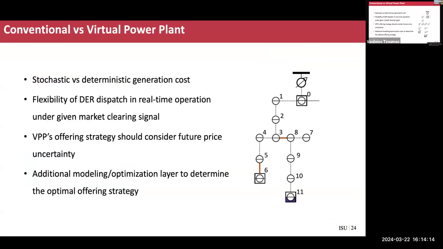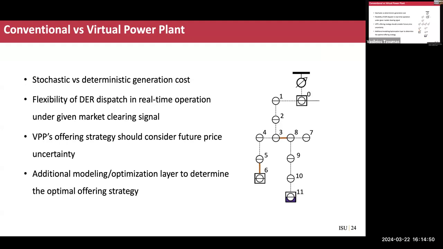The differences between conventional and virtual power plants: for a conventional power plant, we have a deterministic power generation cost. For a virtual power plant, it's really a stochastic generation cost. We have some uncertainties. We also have some flexibility, the flexibility of DR dispatch in real-time operation under a given market clearing signal, right? For a conventional generator, how you dispatch is fixed. For aggregated DRs, this is not fixed. You have a lot of flexibility in choosing how you dispatch your different DRs in real-time operation.